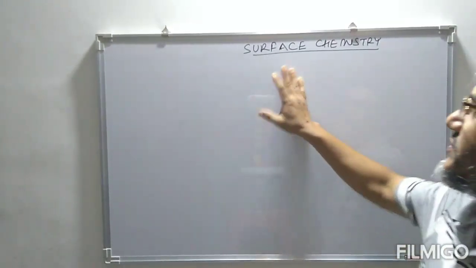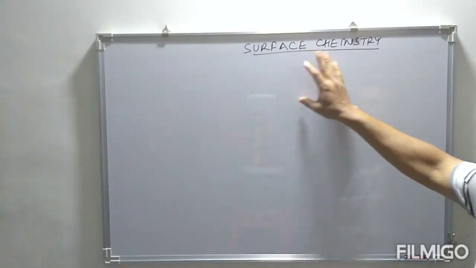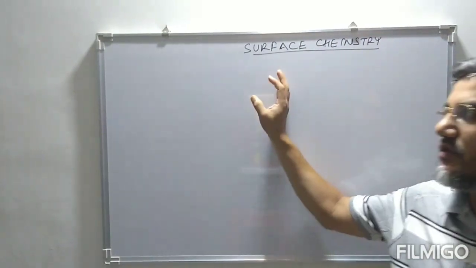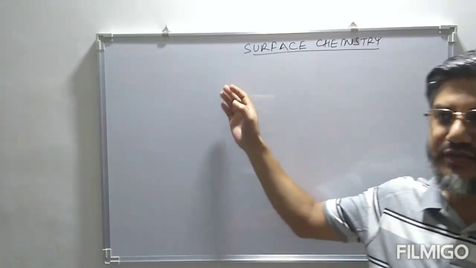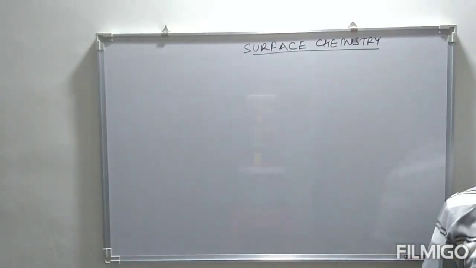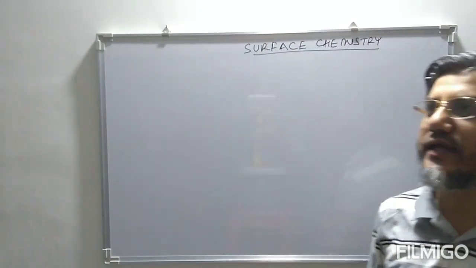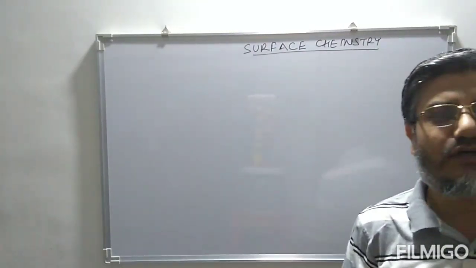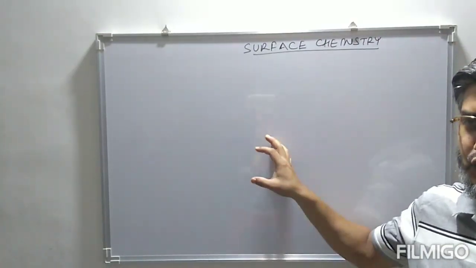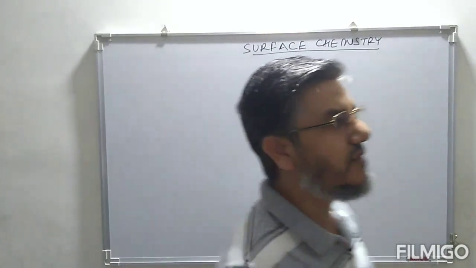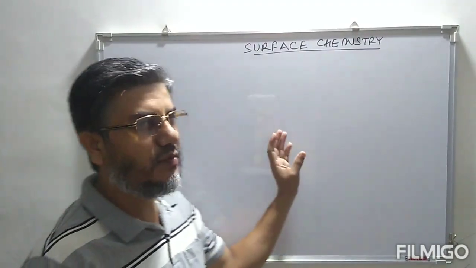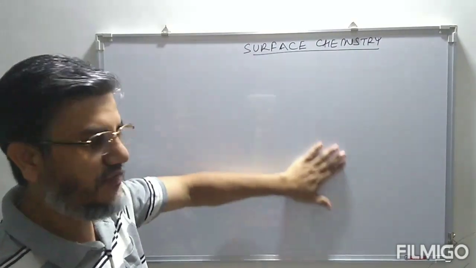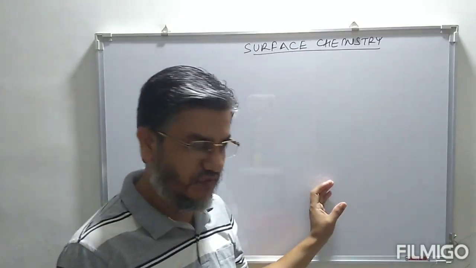Now to begin with, first of all we will define what is the meaning of surface chemistry. As the name suggests, it is the chemistry or the chemical process which is taking place only at the surface of another substance. That means there are many chemical reactions in which certain molecules of a substance stick to the surface of another substance without going inside the bulk of the substance. Those processes which take place only at the surface are known as surface chemistry.